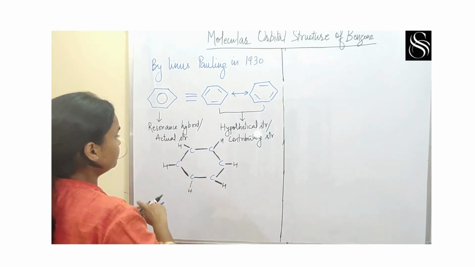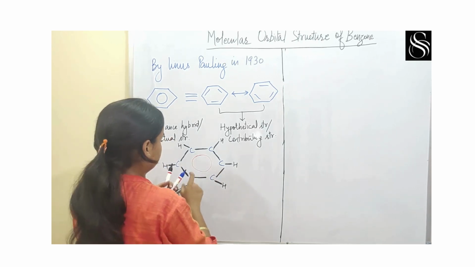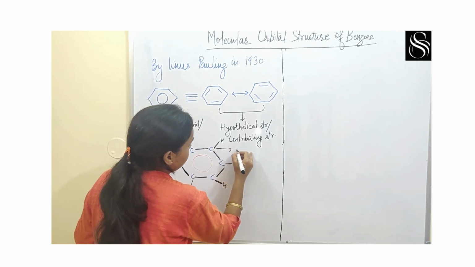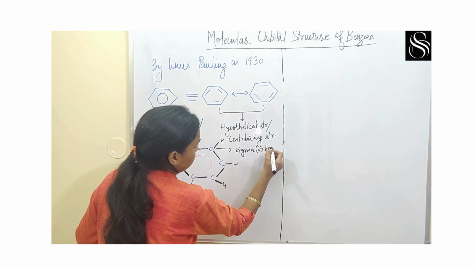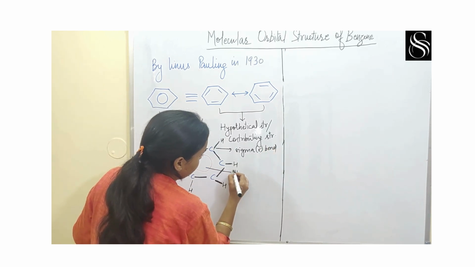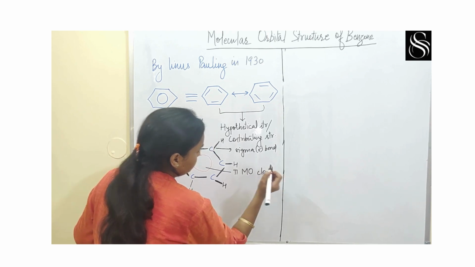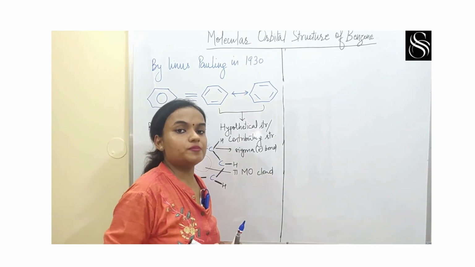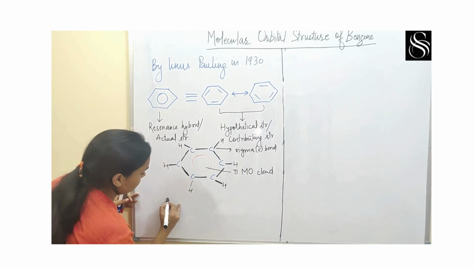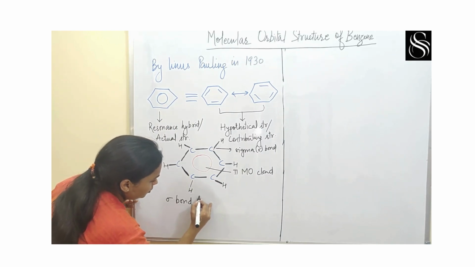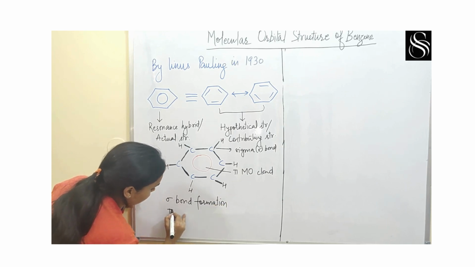The benzene ring also has a pi molecular orbital cloud. This is the pi cloud. This is the sigma bond. And this is the pi molecular orbital cloud. So in the molecular orbital structure of benzene, we have to discuss mainly two things. First is sigma bond formation, and the next one is pi bond formation.